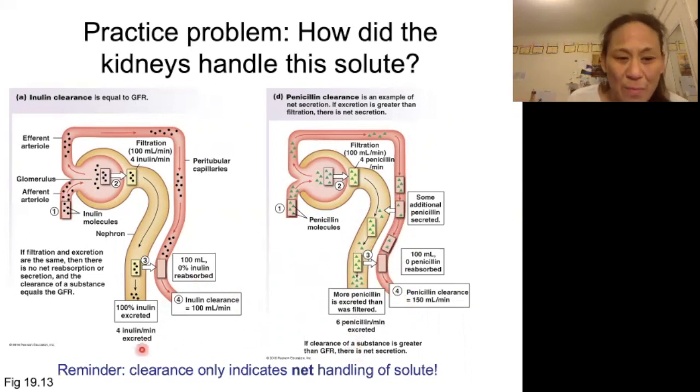I want to close by reminding you that this process of comparing these numbers to each other, clearance of a particular solute to GFR, is only going to tell you about the net handling of solute, right? So for instance, penicillin might have been reabsorbed a little bit and secreted a little bit, reabsorbed, secreted, but overall we had net secretion of penicillin, and that is what is reflected when we do this comparison.